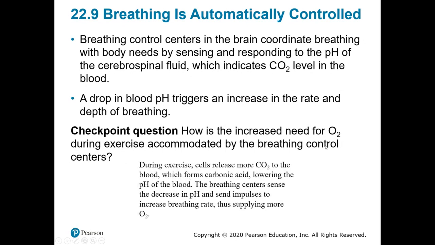All right, so how is the increased need for oxygen during exercise accommodated by the breathing control centers? Again, as we're exercising, our body is working more, making more CO2, and therefore our body is triggered to start breathing heavily. So even when we're exercising, it's not really the need for oxygen that triggers us to breathe fast. It's the amount of CO2 building up in our blood. But by doing that, we inherently get more oxygen because we're breathing in more.